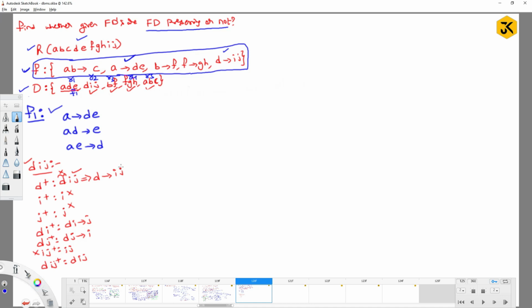So the list of FDs possible for the relation R2: D determines IJ, DI determines J, and DJ determines I. I can write this separately as F2, where I get D determines IJ, DI determines J, DJ determines I. Good. Next, try to find out the set of FDs possible for another relation R3, that is BF.